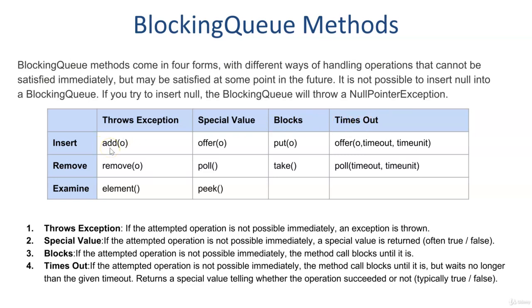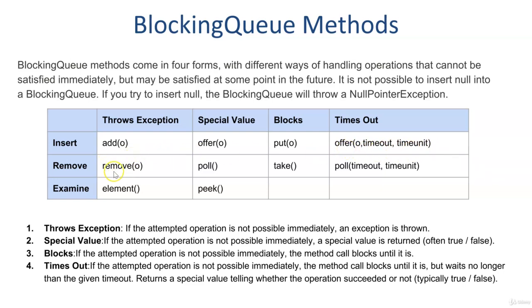So add, if it's unable to add an element to the blocking queue, then it will throw an exception. Offer will return true or false. If it's unable to add, then it will return false. Put will block the thread. So until it's able to add an item to the queue, this put will block. Offer, this is with timeout. So what it can do is wait for a specified amount of time before returning false if it's unable to add an item to the queue.